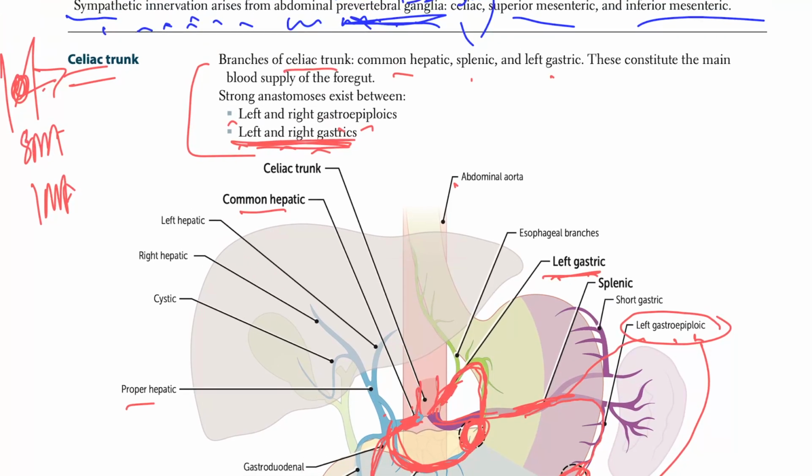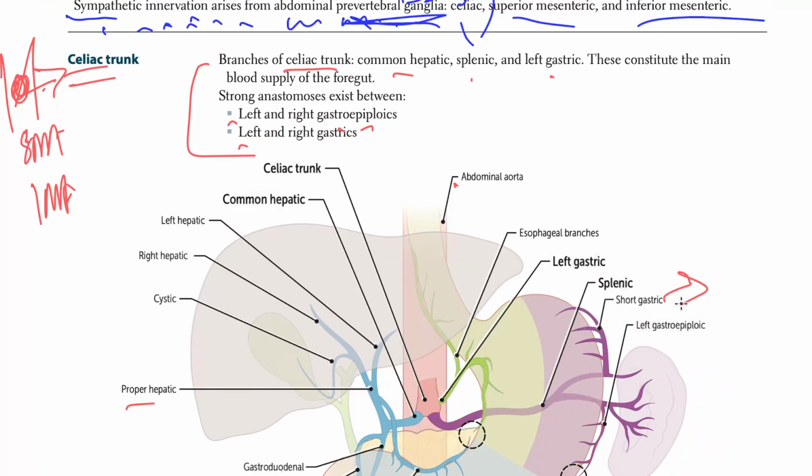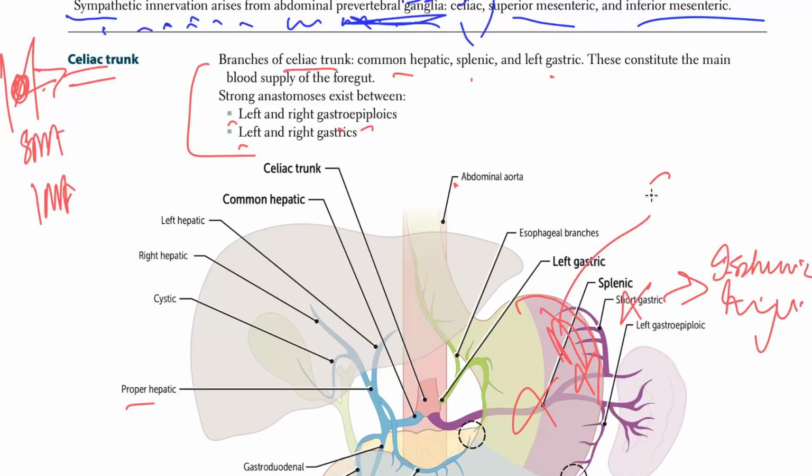Now, one important point here is to look at these short gastrics. Short gastric. See, they don't have any anastomosis, right? So if you were to have anything occluding the splenic branch, then there will be no anastomosing. If you mess up the short gastrics, let's say you mess up here, or here, you have no blood going to the short gastrics, your greater curvature of the stomach will have no blood supply. When you have no blood supply, that is going to cause ischemic injury, because this greater curvature does not have a dual blood supply.